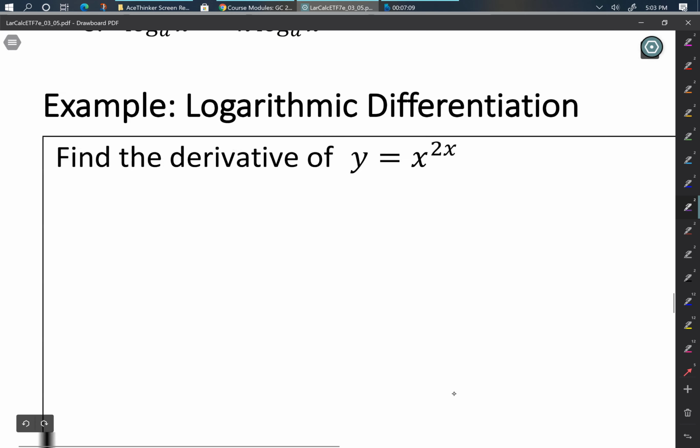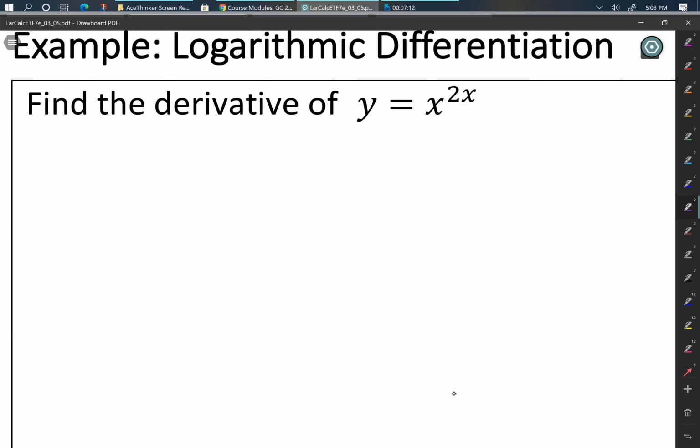All right, so here's our example for logarithmic differentiation. My job is to take the derivative of y equals x raised to the 2x. I absolutely cannot do that because there is no rule that I have for a function, an x, raised to a variable. I don't have a rule for that. If it was x to a number, like x to the n, I got a rule for that. If it was just a function raised to a number, I got a rule for that. That's chain rule. I can do that. But when I have a function, variable, raised to a variable, I can't do that.